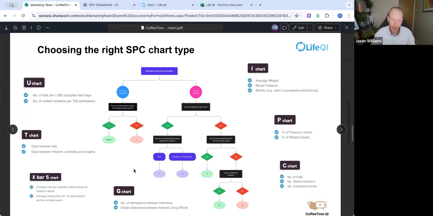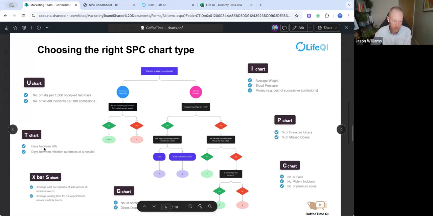The other way that I find quite helpful is you use examples like this. So an I chart, for example, if you're measuring something to do with someone's weight or their blood pressure or something to do with money, the cost of something, there's a good chance it's going to be an I chart. If it's percentages of things, then there's a good chance it's going to be a P chart. It might not just be a P chart, but things like that.